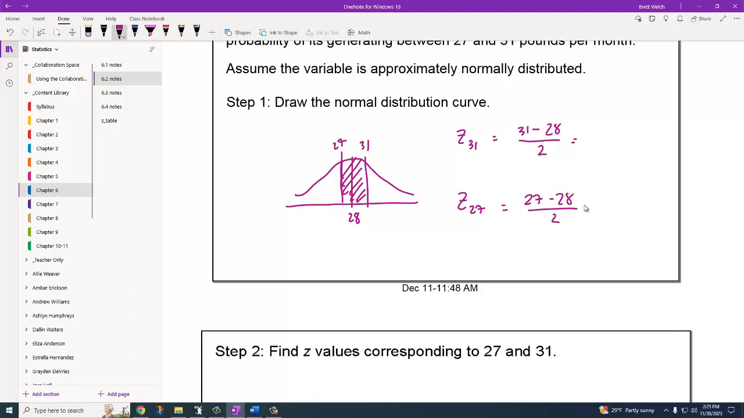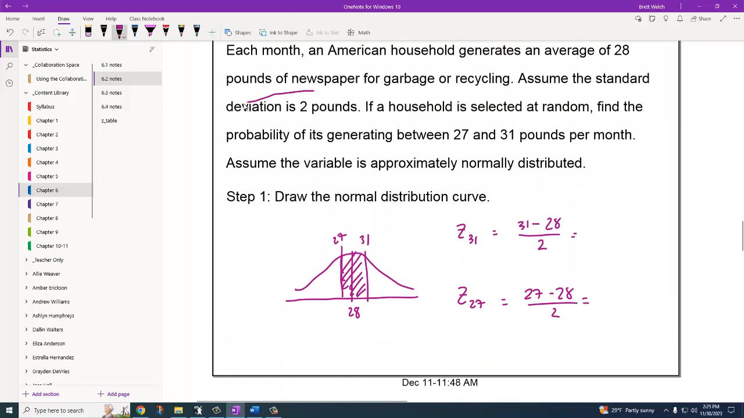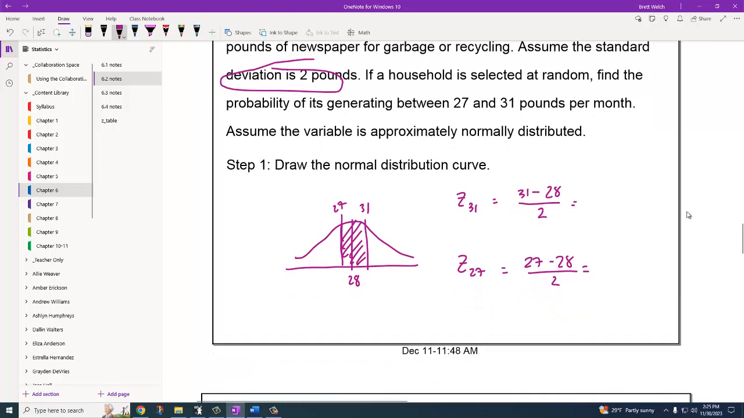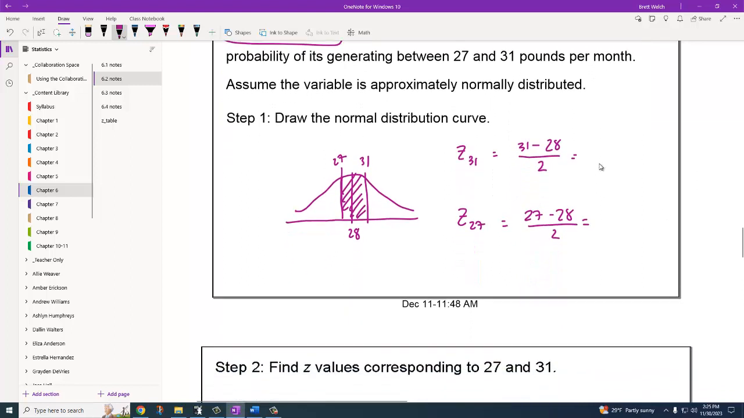These numbers, I just have them off the top of my head because I'm looking at it, but if you're wondering why I have 2, it's because the problem said the standard deviation was 2. So all these numbers are coming from the problem that we're reading off of. This first one comes out as 1.50. We always want to go to that second decimal place. And here we get negative 0.50.